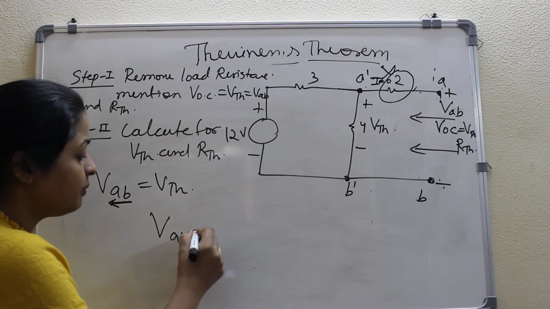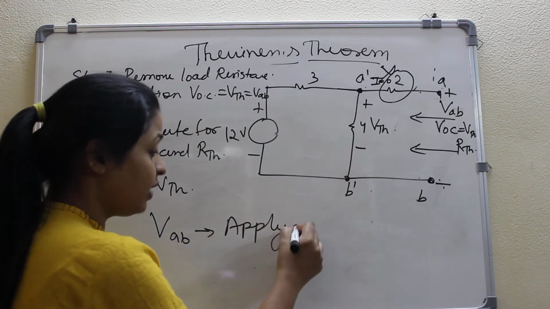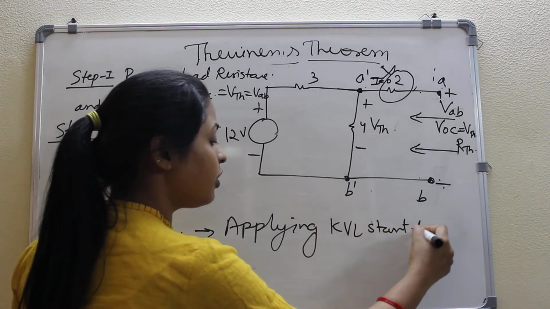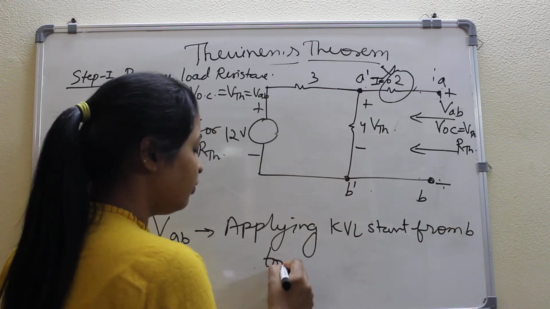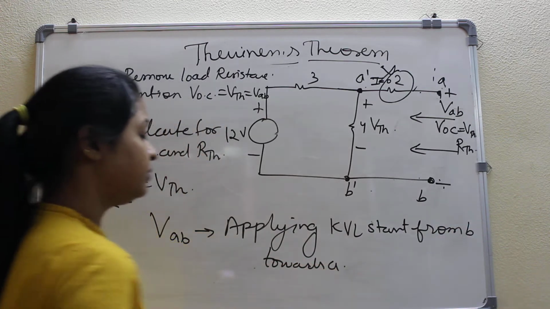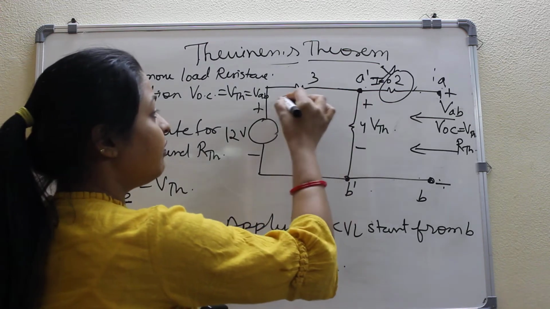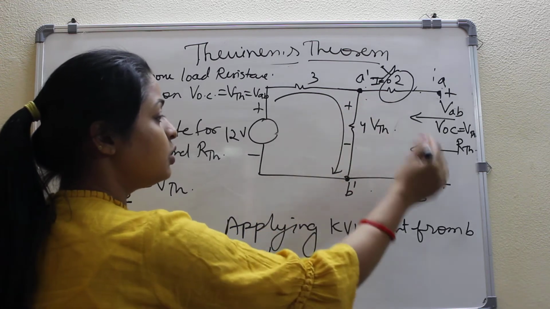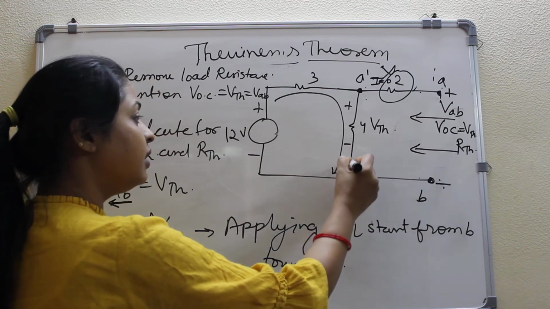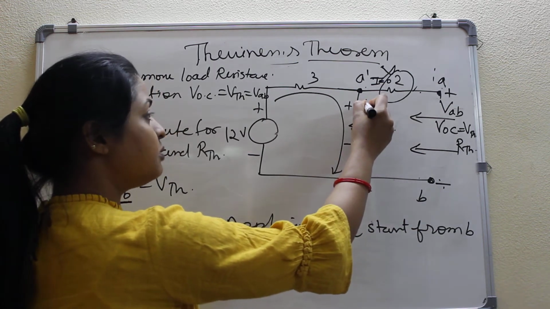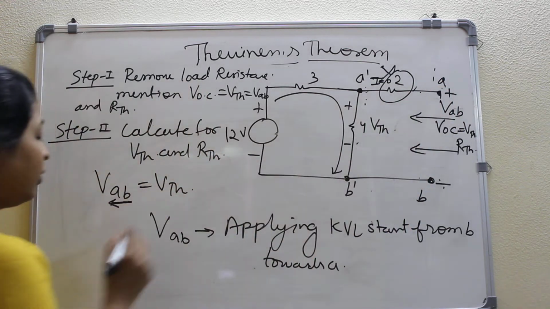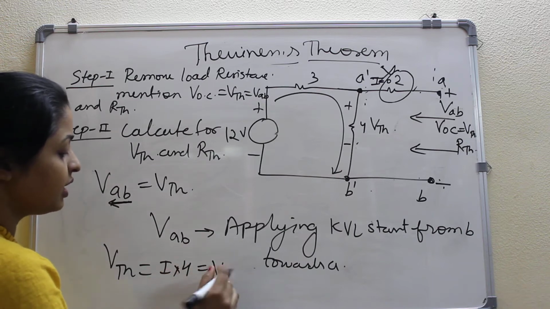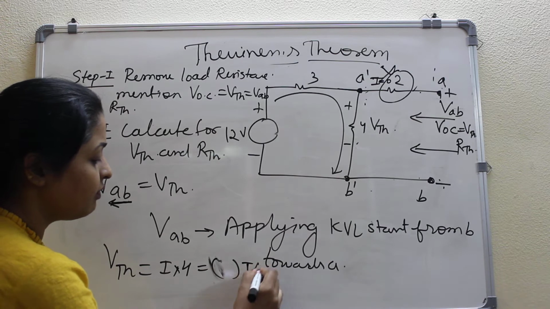So VAB is what? To get it, we have to apply KVL, start from B towards A. That is what your VTH. So in this case, whenever current I flows through it, this becomes my plus terminal, this becomes my minus terminal. So what exactly we have to do? We have to start from B. I am entering into negative, leaving from positive, it becomes positive, and up to A. So the voltage VTH will be I multiply 4. This is my VTH. Whatever the value, that is my VTH.